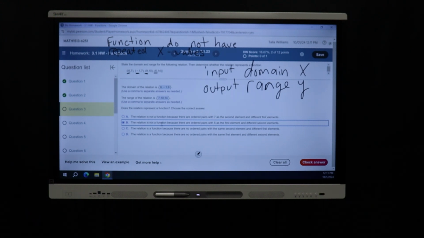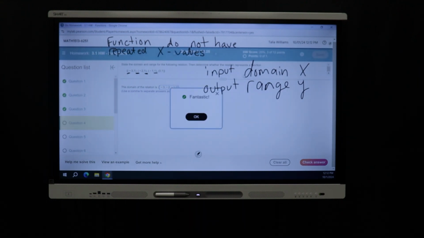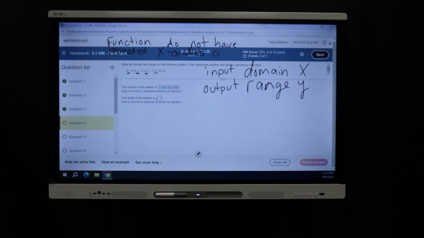So the relation is not a function because there are ordered pairs with 6 as the first element and different second elements. If it had the same second element, it would be the same point. So that's why that's written like that. Okay. The domain of the relation is, so we're going to write all of our x values. So we have -3, -2, -1, and 0. Since none of those repeated that first value, I know that this is a function.